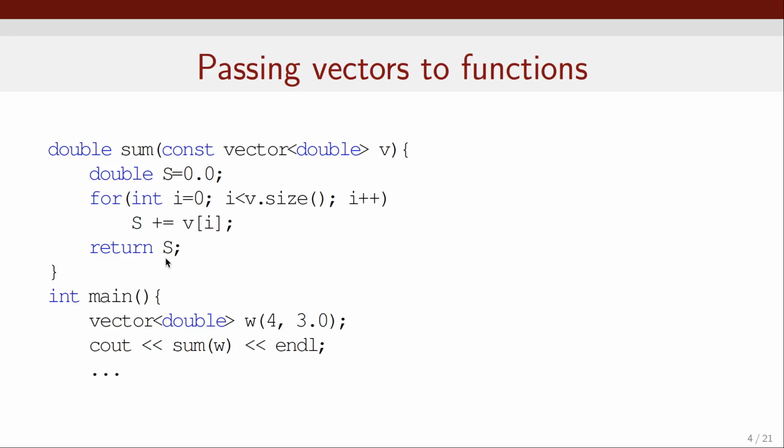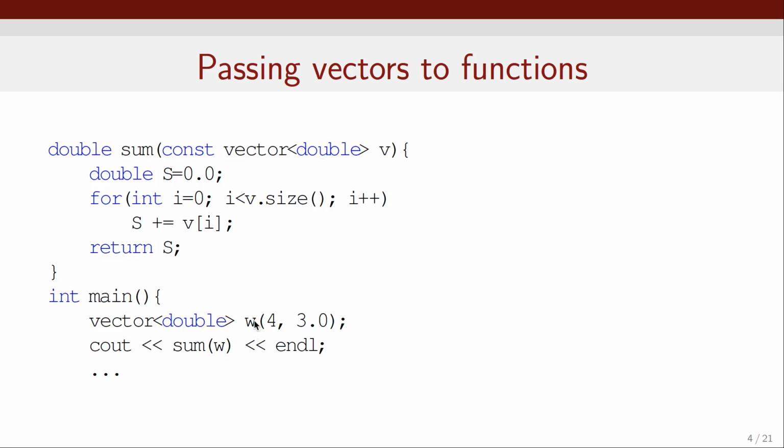Now let's consider another example of passing a vector to a function. This function is called sum, and we're passing a vector of doubles to it. What this function does is it sums over the components of the vector inside using a for loop, and then returns the sum. The return type is a double, so this time it doesn't print it to the screen, it just returns a value s, which is the sum of the vector components.